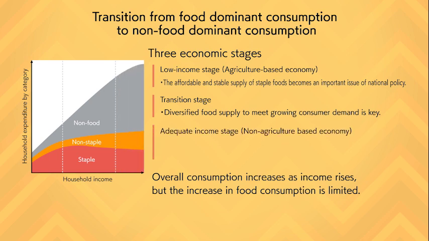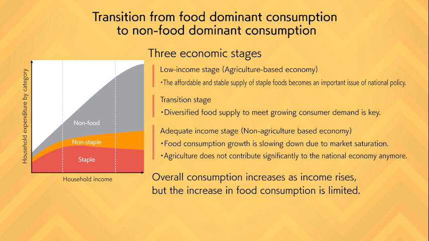The last stage is where the income of the population reaches an adequate level. At this stage, people's interest turns to consumption of non-food luxuries. From the perspective of industrial structure, the proportion of agricultural production in the national economy shrinks.